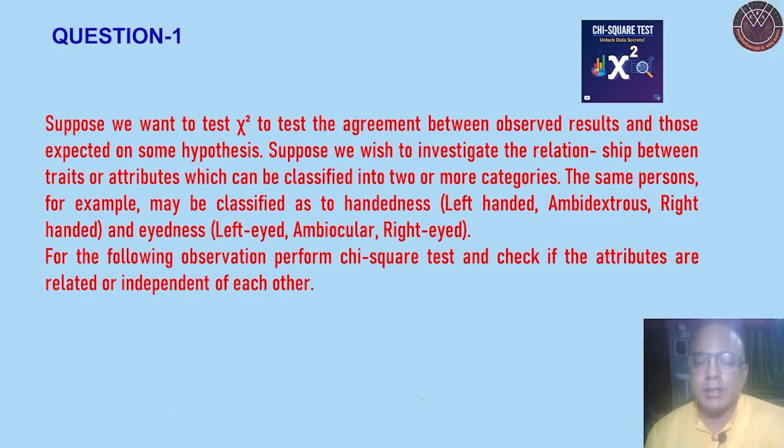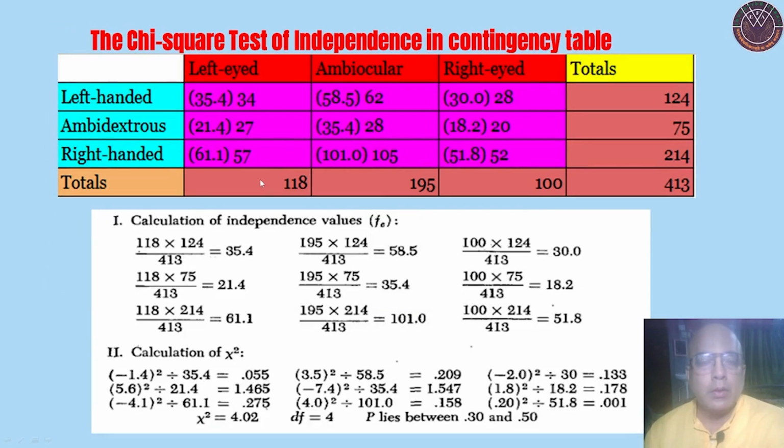You have to construct a contingency table and then you can perform the chi-square test. So this is the contingency table I was talking about. Here in the columns you have the eyedness categories: left-eyed, ambiocular, and right-eyed. In the rows is handedness: left-handed, right-handed, ambidextrous. So the people who are left-eyed and left-handed number 34.